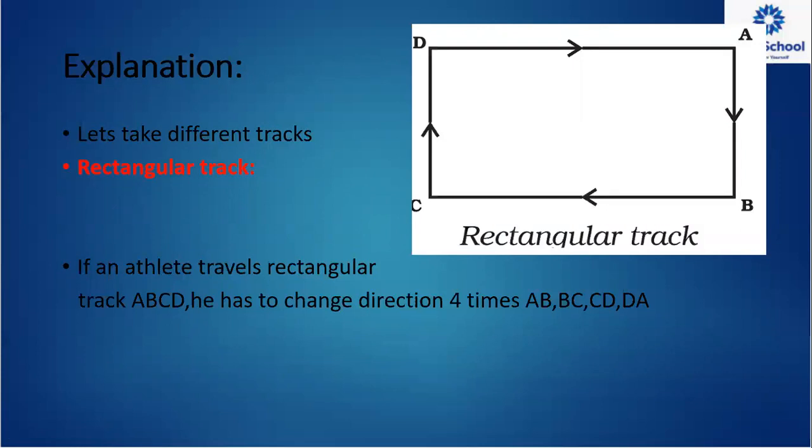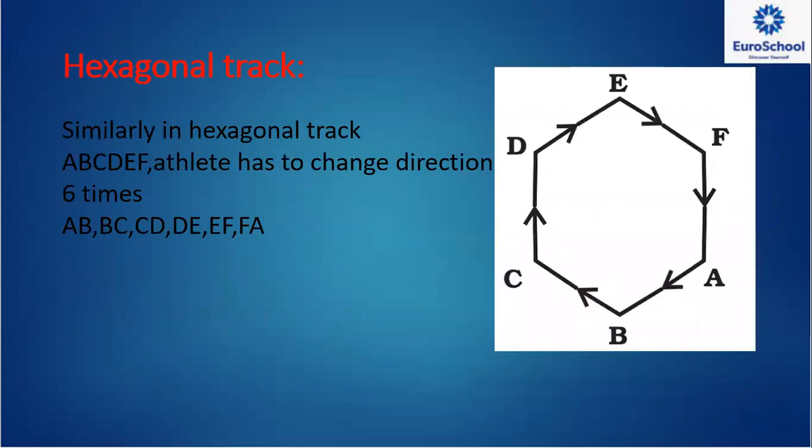What are the 4 sides? A, B, B, C, C, D, D. He has to travel on AB, BC, CD, and DA. So he will change the direction 4 times when an athlete is moving on a rectangular track. Next, look at the hexagonal.